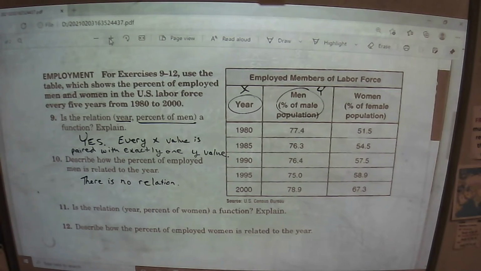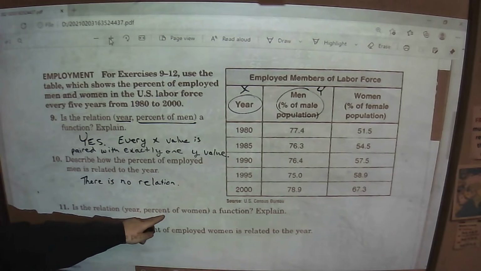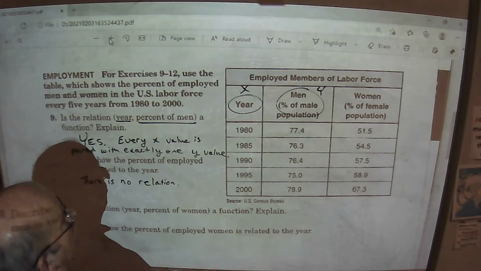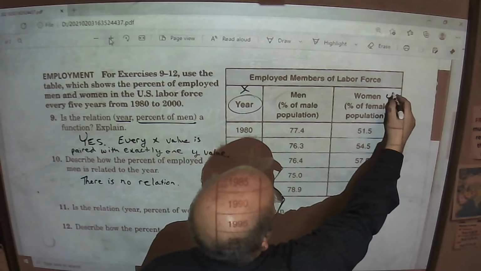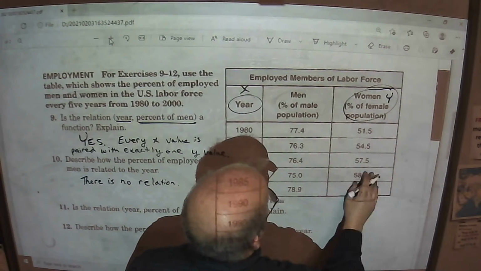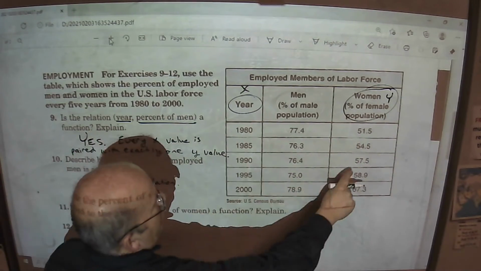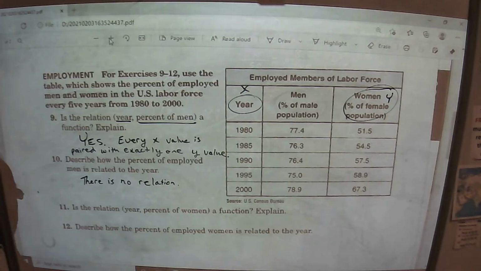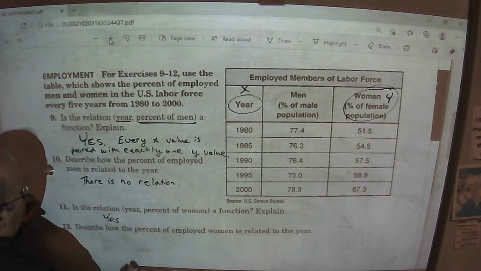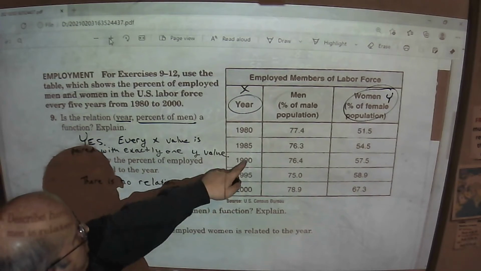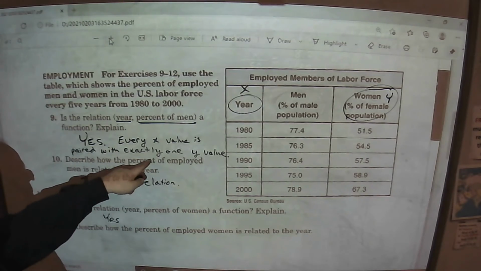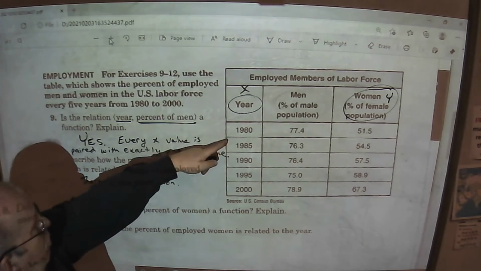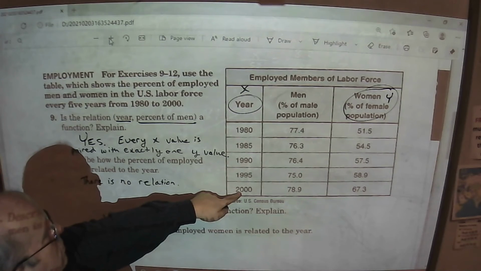How about number 11? Is the relation of years to percent of women a function? So now we're comparing years, our x value, to women. This is going to be our y value. So we're looking at this set of data compared to this set of data. Is that a function? And once again, I would say yes. Why? Well, the same reason why I said yes up here. Every x value is being paired with exactly one y value. There's no repetition of the years here.